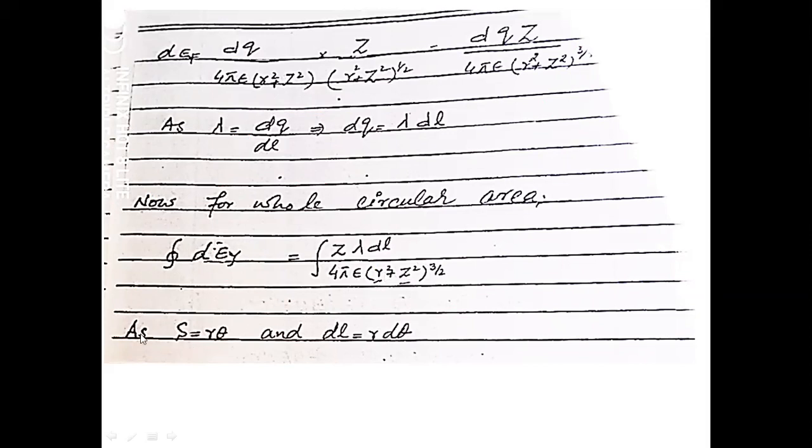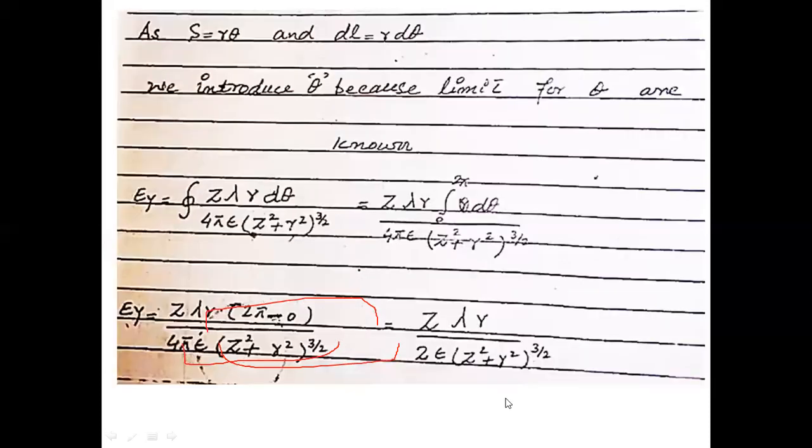Now as s is equal to r theta, this is the formula you have studied in FSc. S is equal to r theta, so here s is actually the small length dl, r is the same radius, and the theta is d theta because of this small length. So putting the values over here, s is equal to r theta and dl is equal to r d theta.